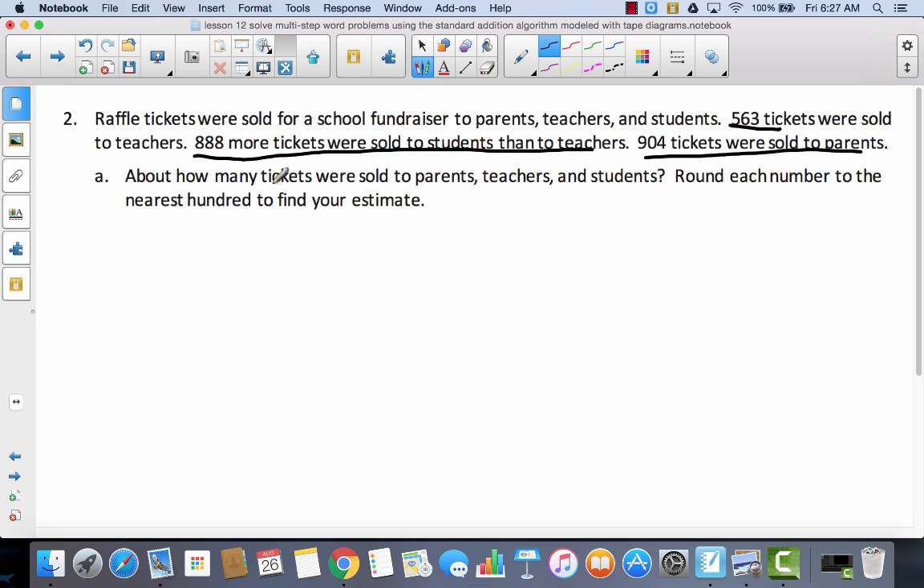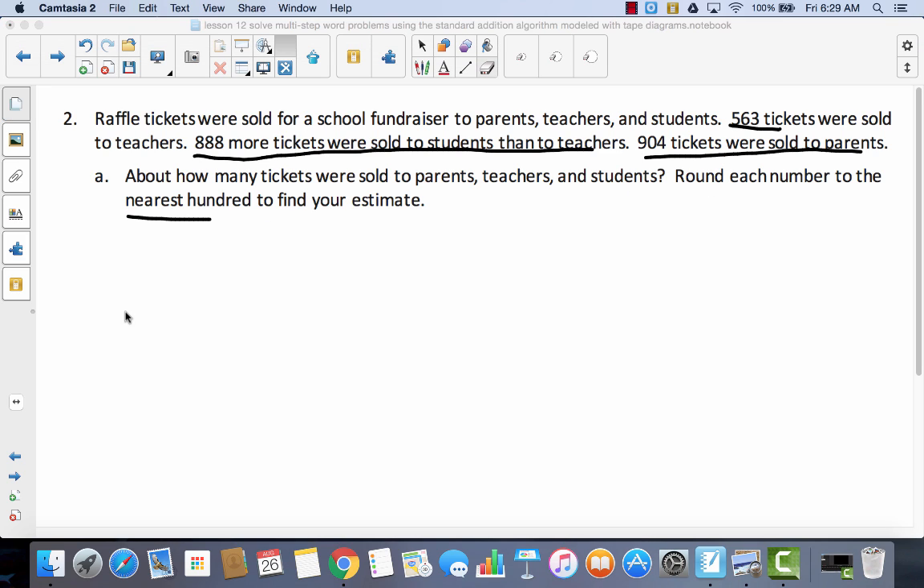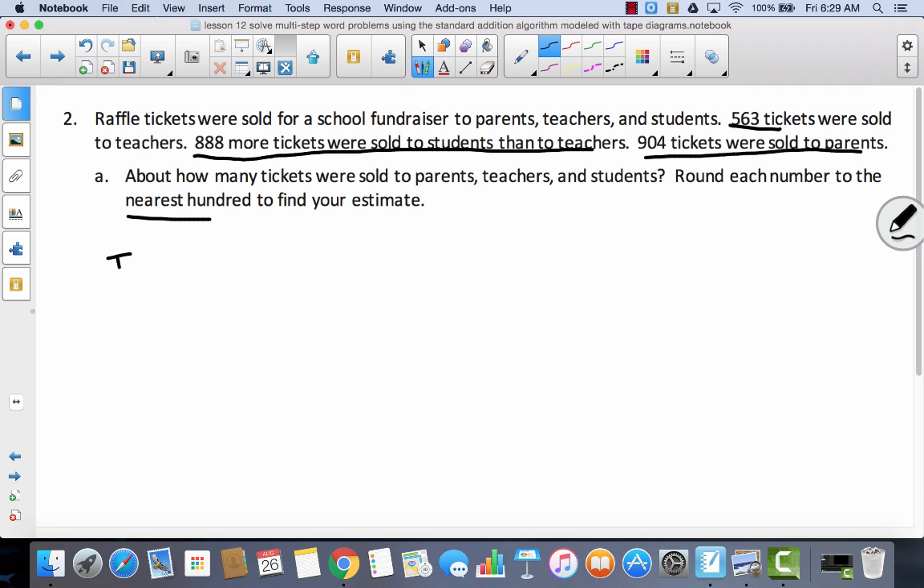So now it says about how many tickets were sold to parents, teachers, and students. So again, we're going to be estimating. It tells us to round each number to the nearest 100. Okay, so let's start with the teachers. So I'm going to write T for teachers, and then I'm going to go ahead and draw my tape diagram. The teachers were sold 563 tickets.